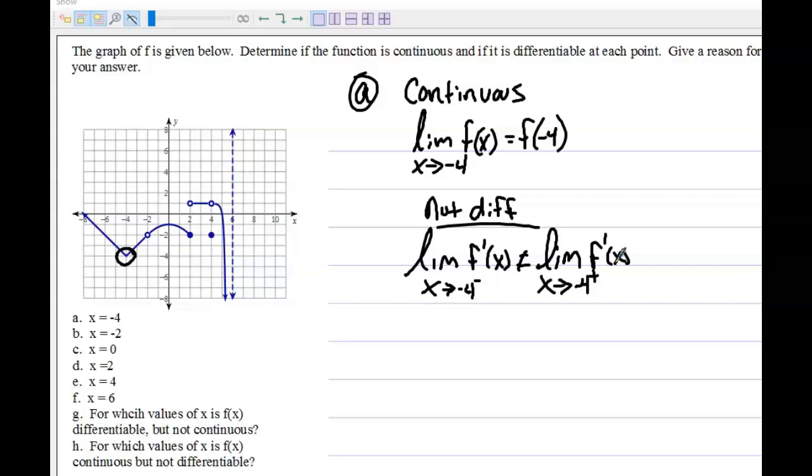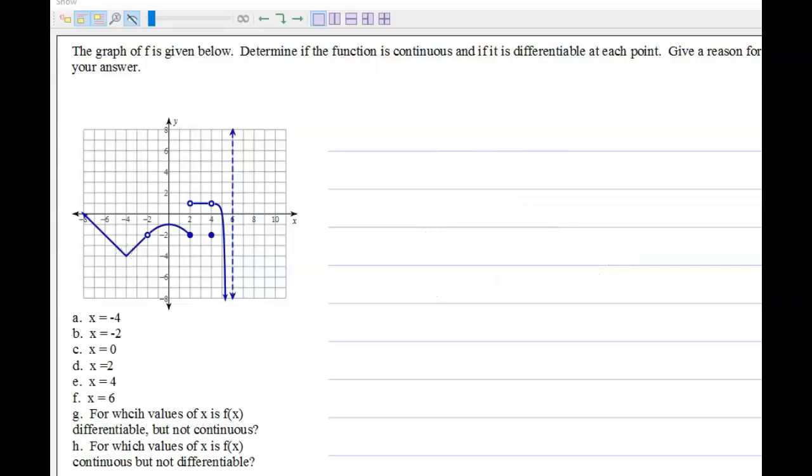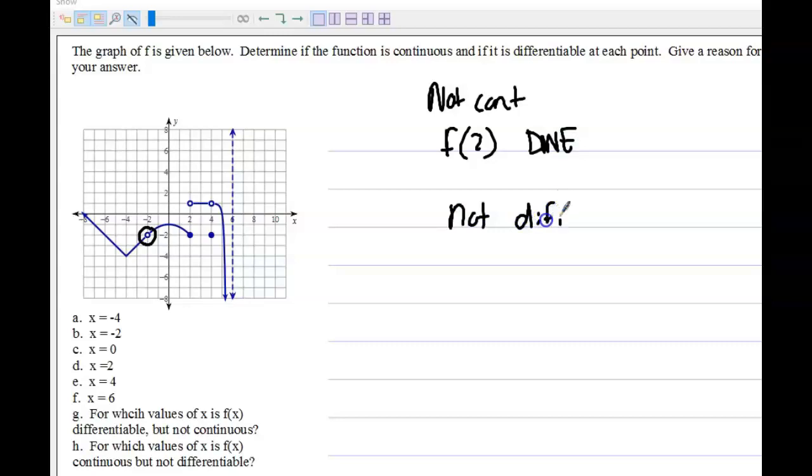Okay, part B, -2. At -2, it's not continuous. You can't have a hole there. But you have to know how to say why it's not continuous there. So we're going to say not continuous. The reason why is because the function is not defined there. f of -2 does not exist or is undefined. Okay, and we're going to say not differentiable because it's not continuous.